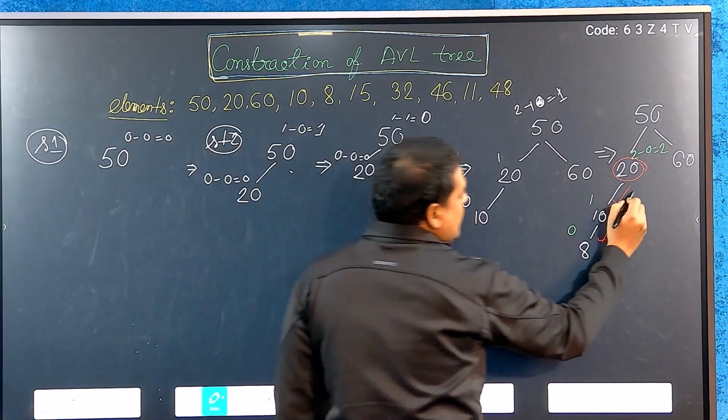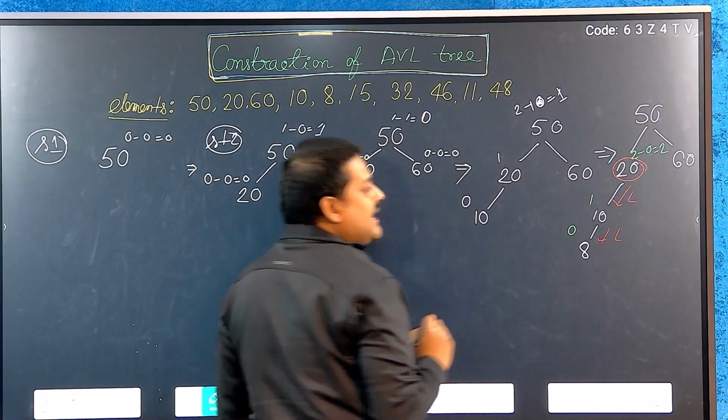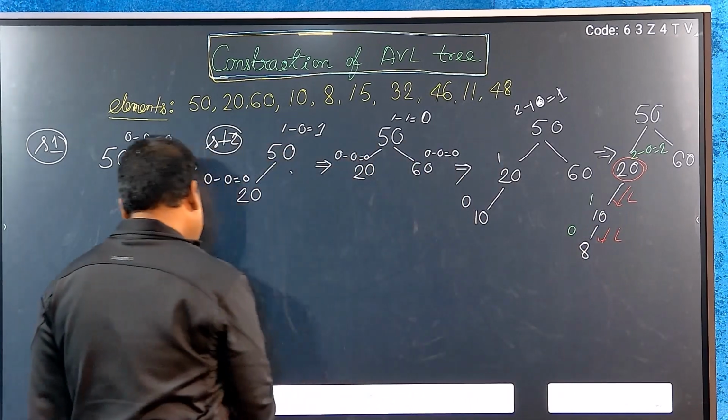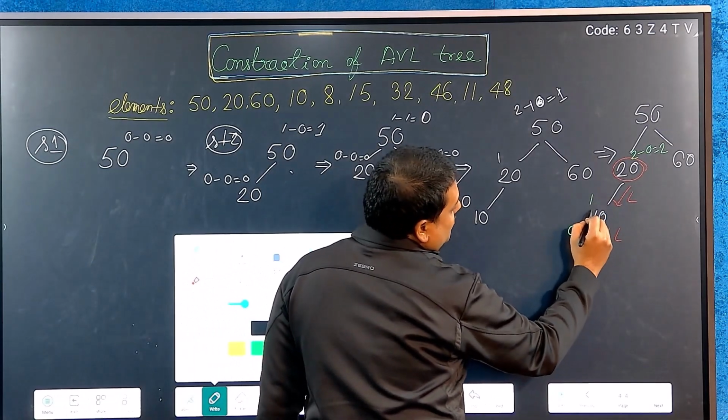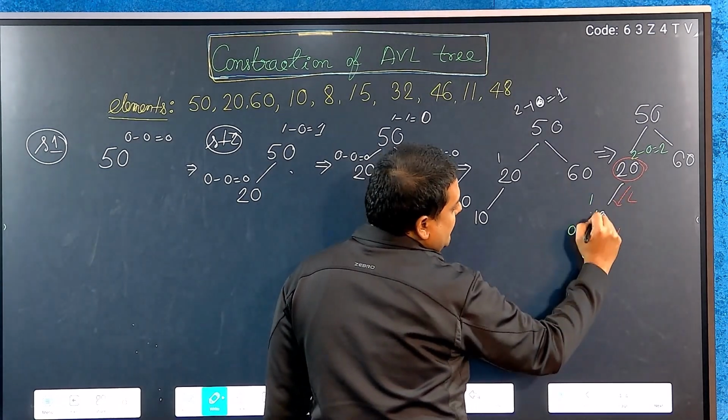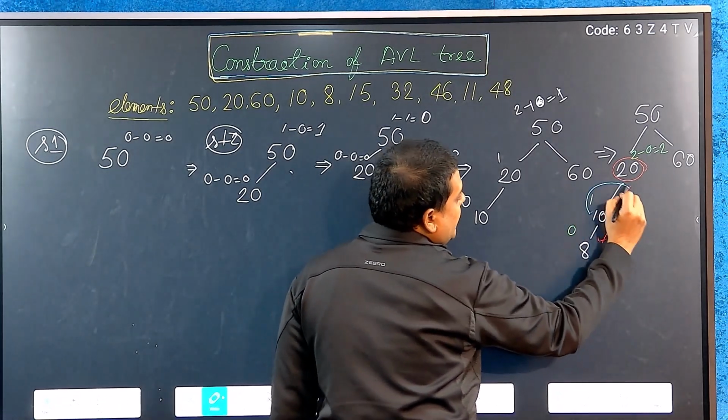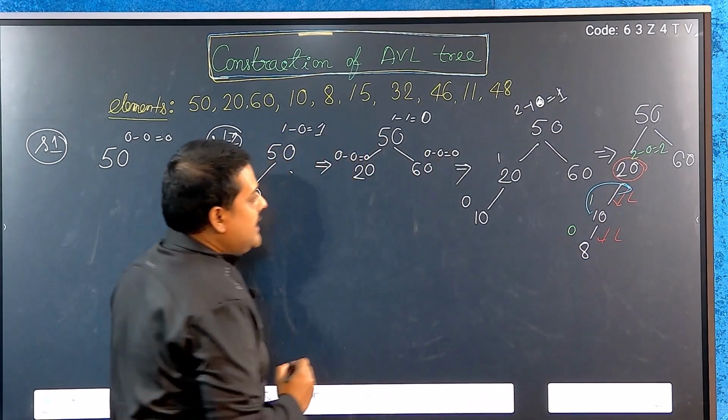This is left and left. So, this is called left imbalance. What rotation is required? We will make this element go up and 20 will go down. So, we will rotate this one. What will be the next case?